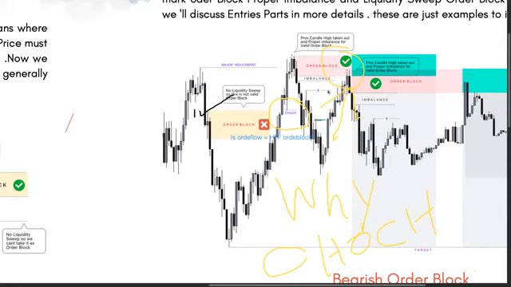Why CHoCH? Because the previous inducement was taken out. Correct. Means this is a higher time frame inducement here. When market takes out the inducement, we usually wait for the lower time frame CHoCH for the sell. And why this one CHoCH? Because this candle took out the previous candle low, and this became a valid pullback here like this. Market breaks this one, CHoCH, and we are waiting here for the sell.